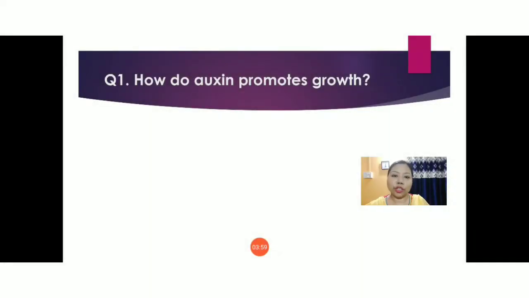The first question is, how does auxin promote growth? So I have already explained how auxin helps in the growth of the plant. Why does the plant bend towards the light? Yes, so you need to write down the answer to this question.